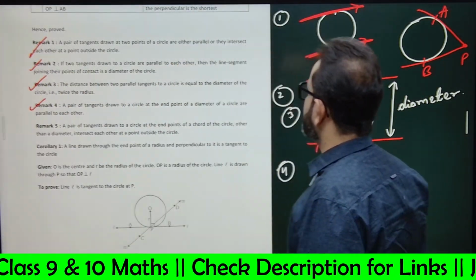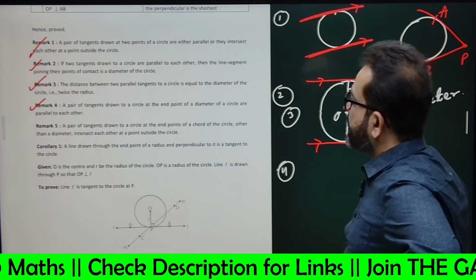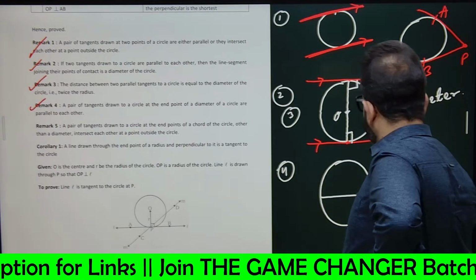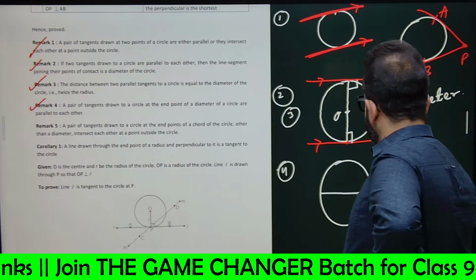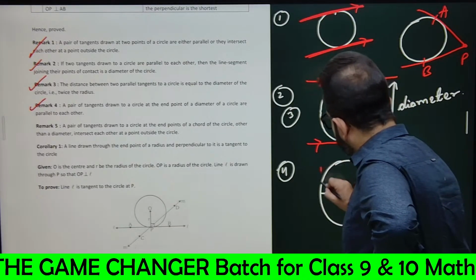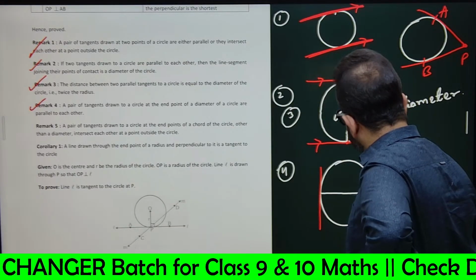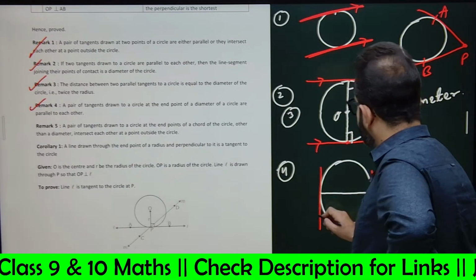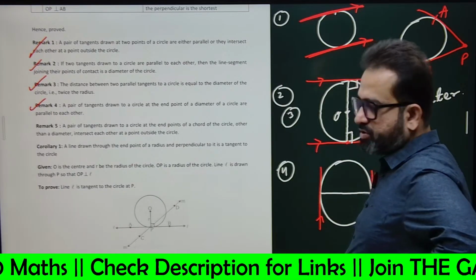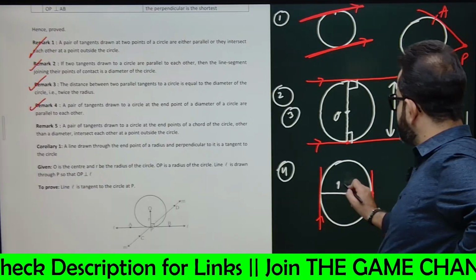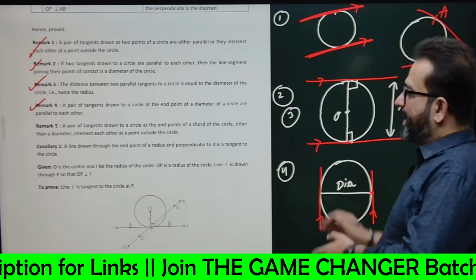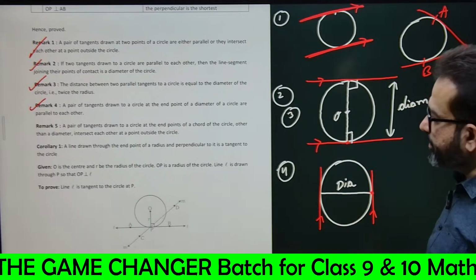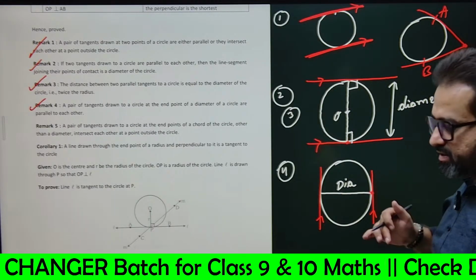A pair of tangents drawn to a circle at the endpoints of a diameter are parallel to each other. If this is a circle and this is the diameter, if you draw one tangent here and another tangent at the other point of contact here, this line has to be parallel to this line. Yes or no? This line is the diameter. If parallel tangents are there, the line joining their points of contact will be the diameter. Vice versa is also true.